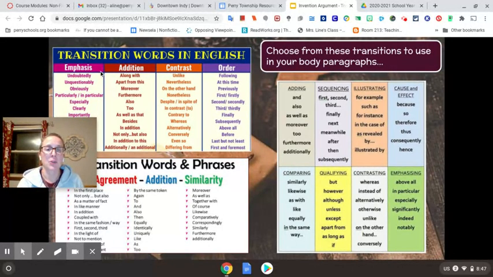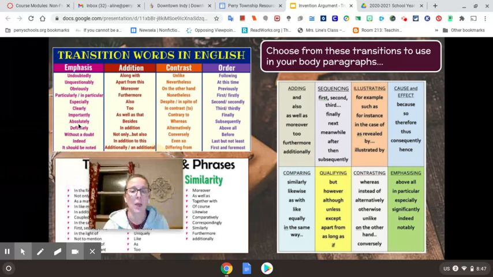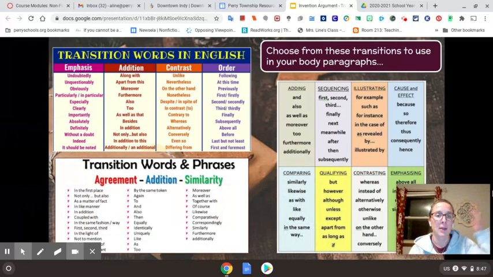So we've got transitions for emphasis. So if you want to emphasize something, which means you want to bring it to the forefront, make it sound really important, you would use those. If you're going to add to something, that's that addition one. Contrast shows the difference. Those might be the ones that you use in your rebuttal and counterclaim paragraph. Order or sequencing, those are ones that you would use kind of in your topic sentences for your paragraphs. Transitioning the reader from one idea to the other, smoothly moving the reader through your writing.